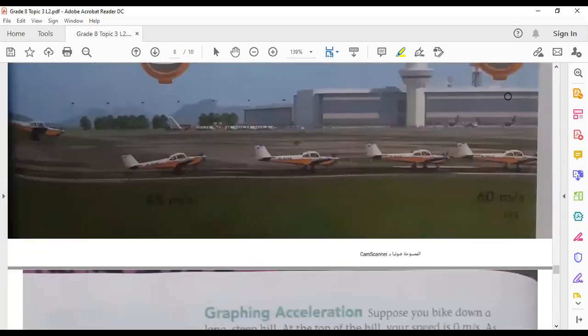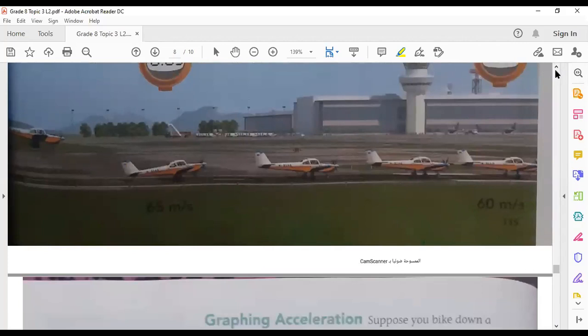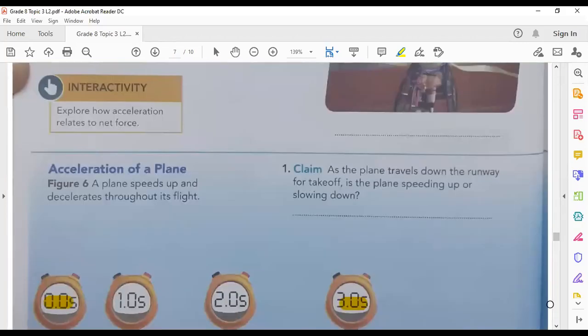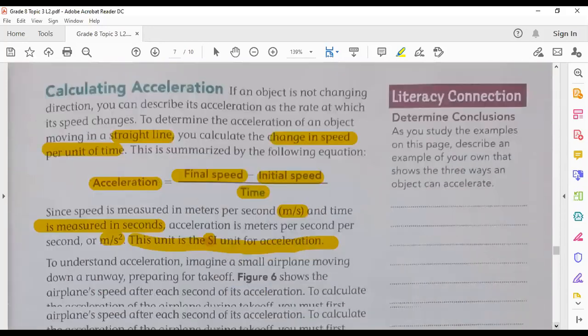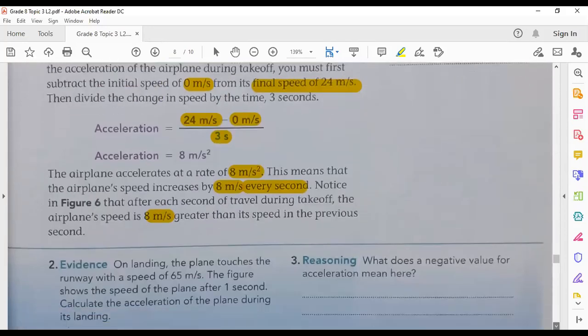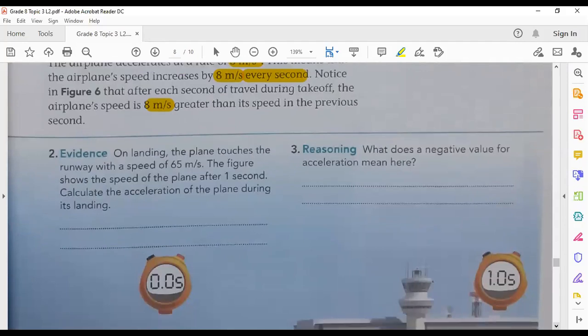Look, time. Okay. Evidence, طب يظل معنا وقت. We have 2 minutes. طيب. On landing, شو يعني landing؟ I'm like reaching the ground.